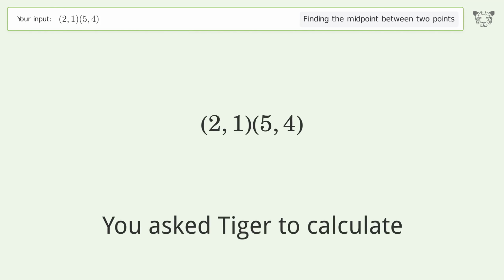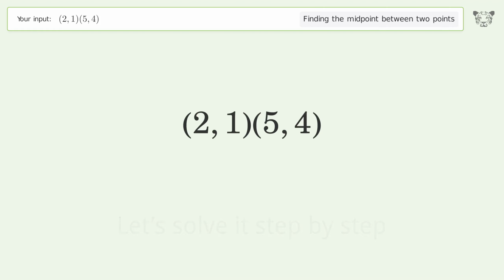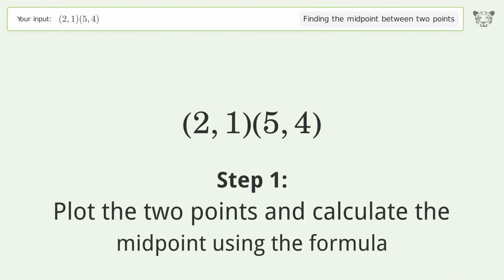You ask Tiger to calculate. This deals with finding the midpoint between 2 points. The midpoint between the 2 points is 3.5, 2.5. Let's solve it step by step. Plot the 2 points and calculate the midpoint using the formula.